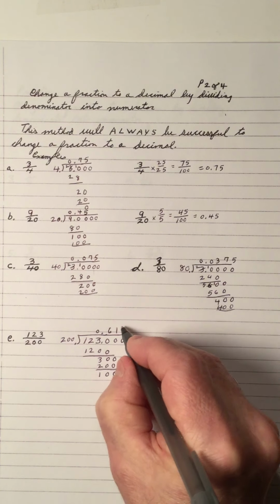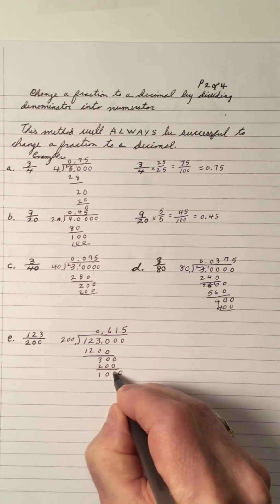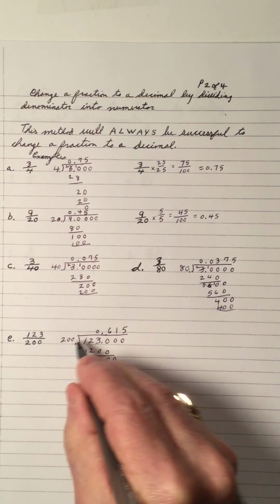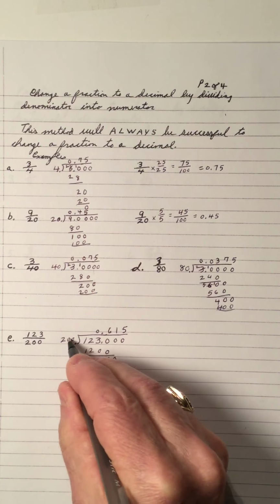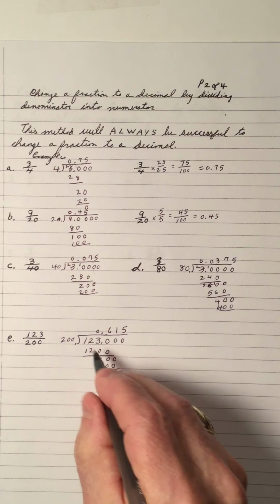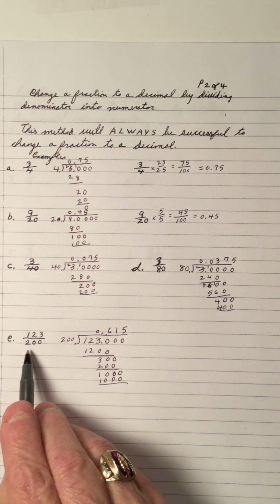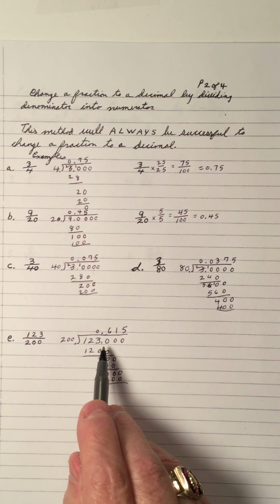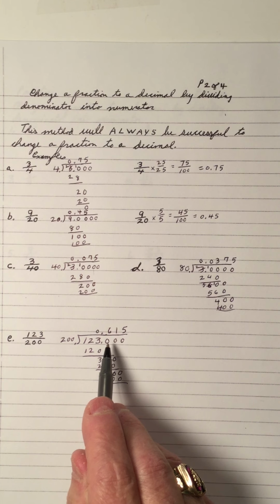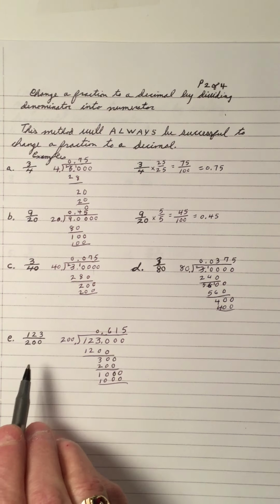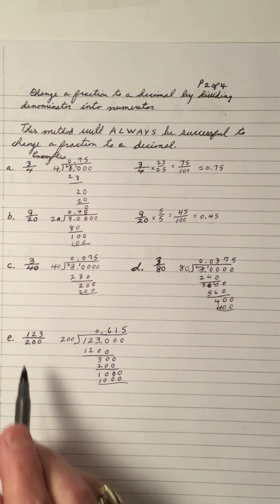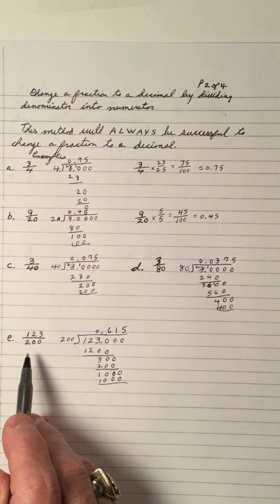200 into 1,000 goes 5 times. 2 into 10 goes 5. 5 times 0 is 0. 5 times 0 is 0. 2 times 5 is 10. And we get decimal 0.615 is the decimal numeral for 123 divided by 200.